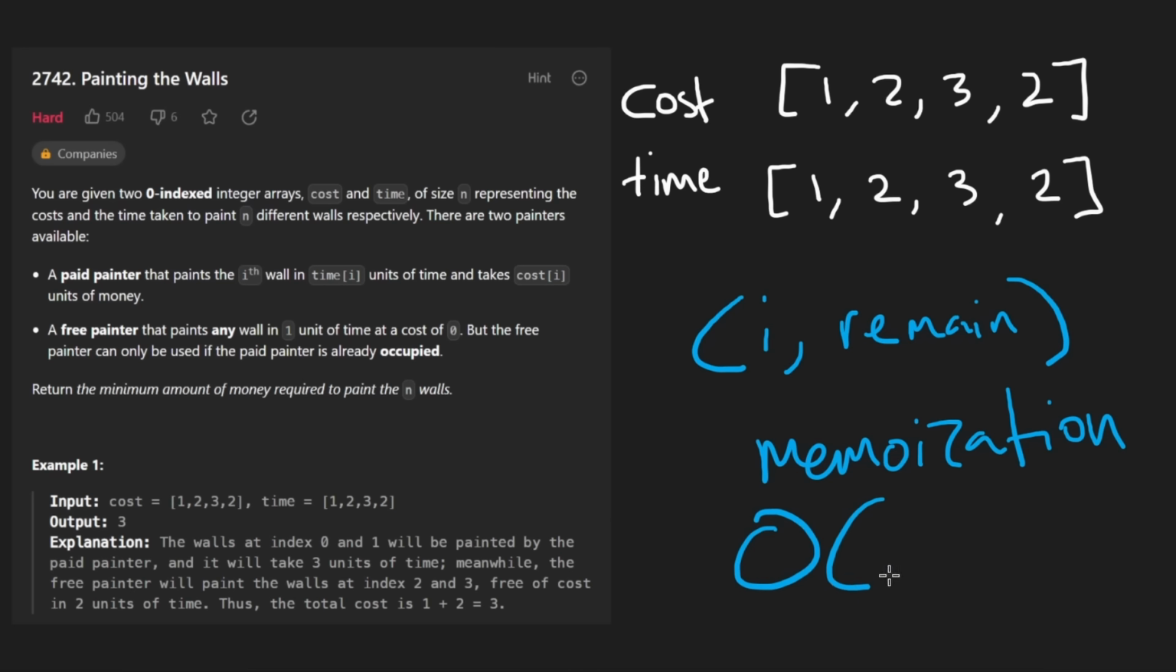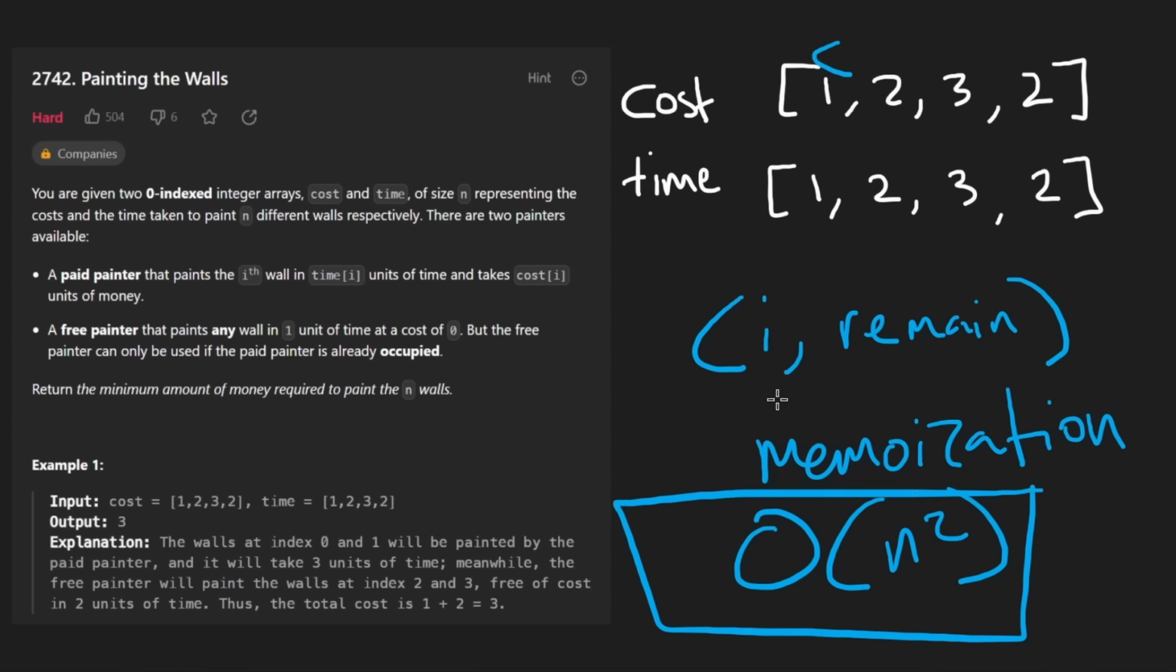That's going to make this solution big O of n squared, because i is going to possibly iterate through the entire array. Remain is initially going to be the same size as the input array. So that's the time complexity. That's also going to be the memory complexity, because that's like our solution space with a memoization. So now let's code this up.